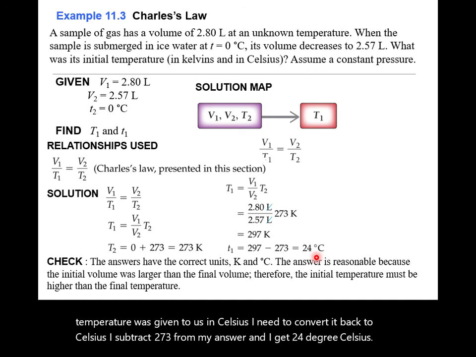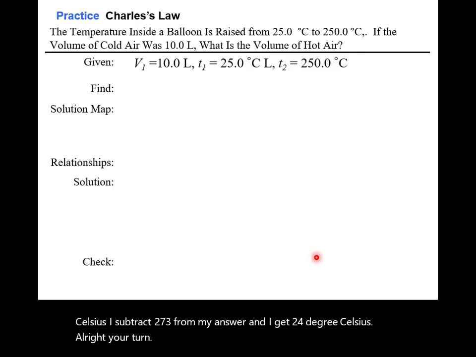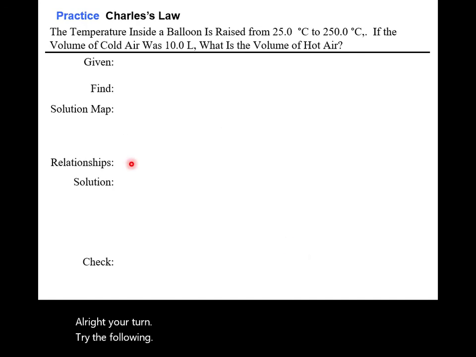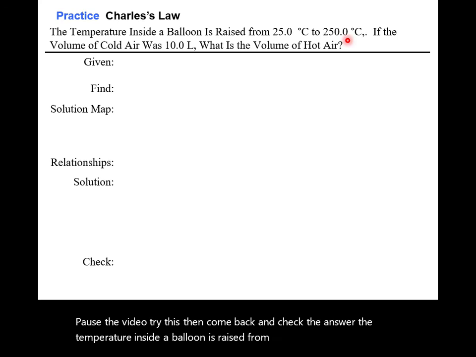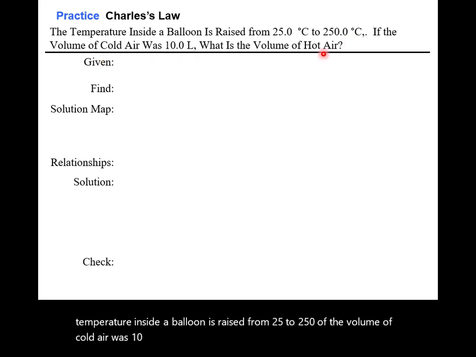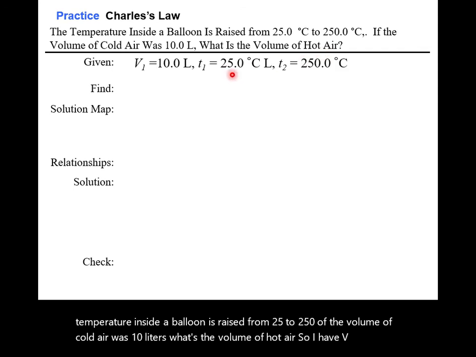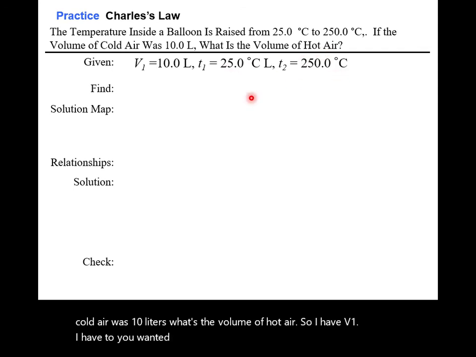All right, your turn. Try the following. Pause the video, try this, then come back and check the answer. The temperature inside a balloon is raised from 25 to 250. If the volume of cold air was 10 liters, what's the volume of hot air? So I have V1, I have T1 and T2. I am looking for V2.